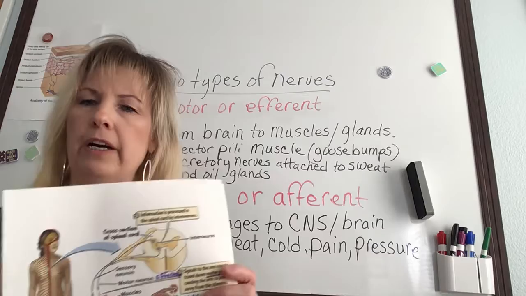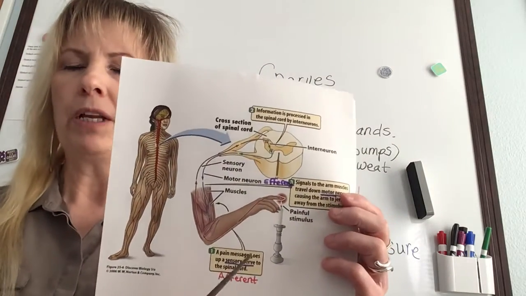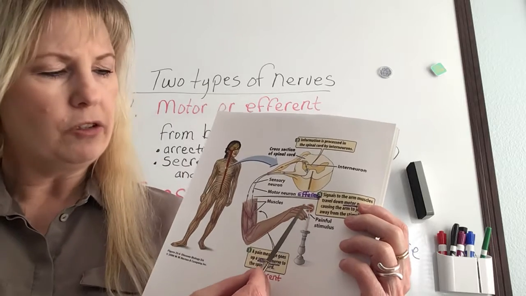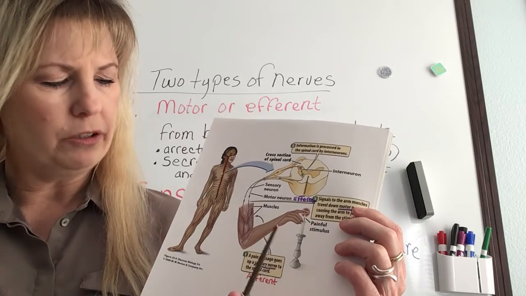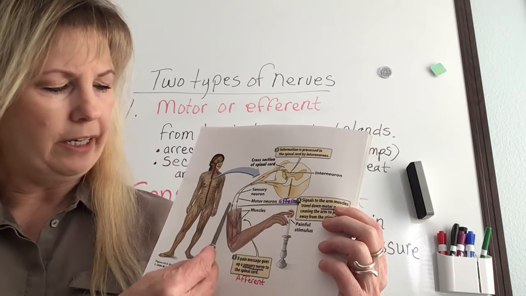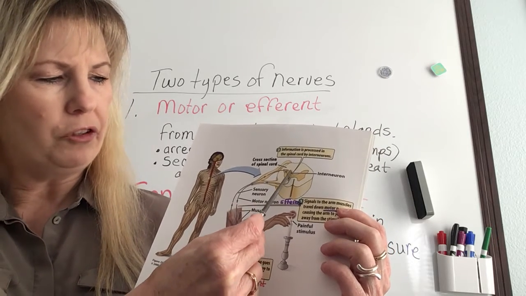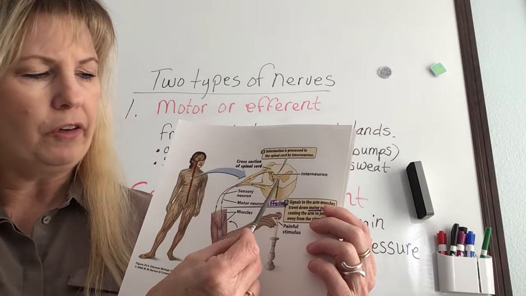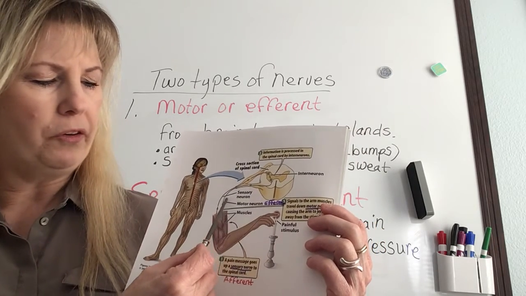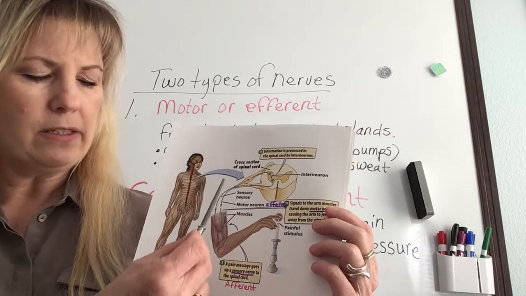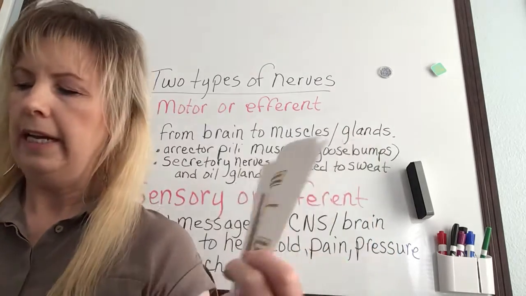So here I have this photo again. So remember, this is the first thing that happens. You touch the hot candle or whatever, and it goes up the sensory neuron up to the central nervous system. It goes through the interneuron and down the motor neuron to a muscle. Okay, so that is called the reflex arc.